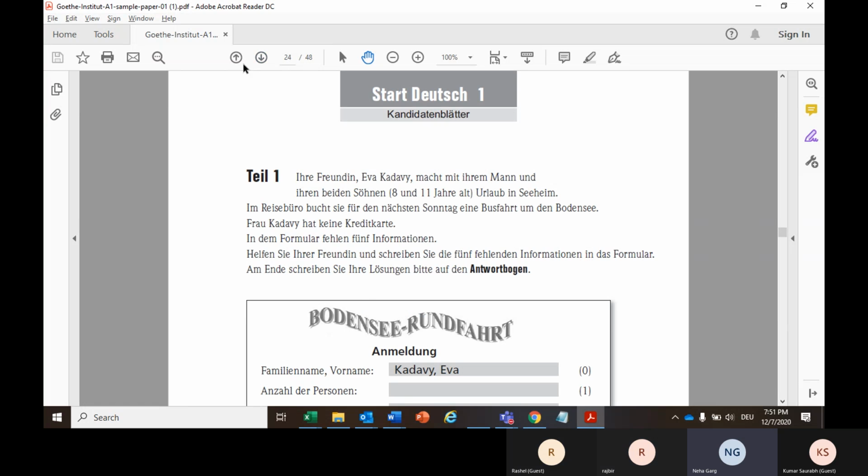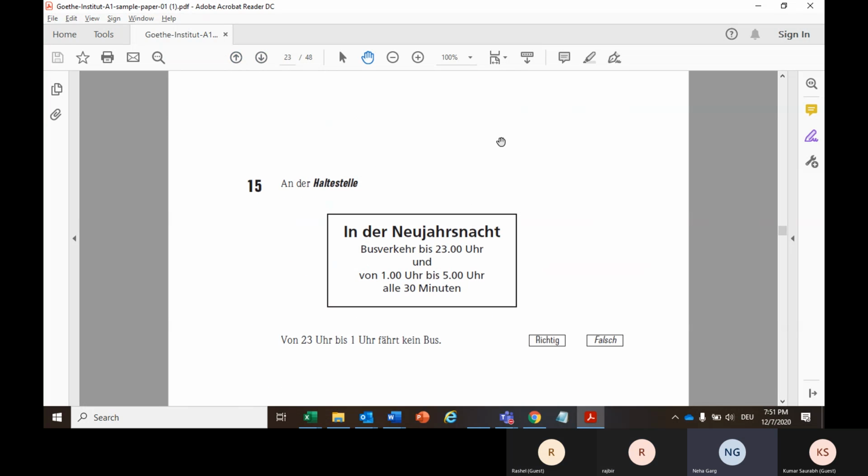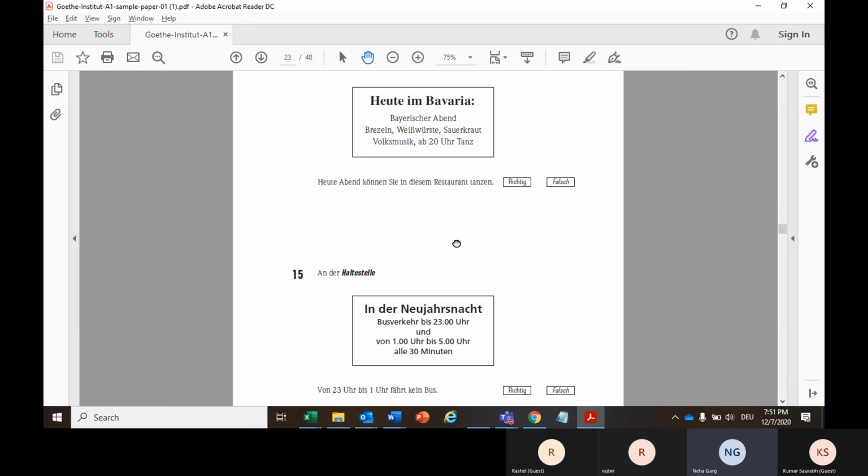So this exam, it is going to be like this. You will have 15 questions in Lesen, which is going to be divided into 3 Teile: Teil 1, Teil 2 und Teil 3. That is about the Lesen part.